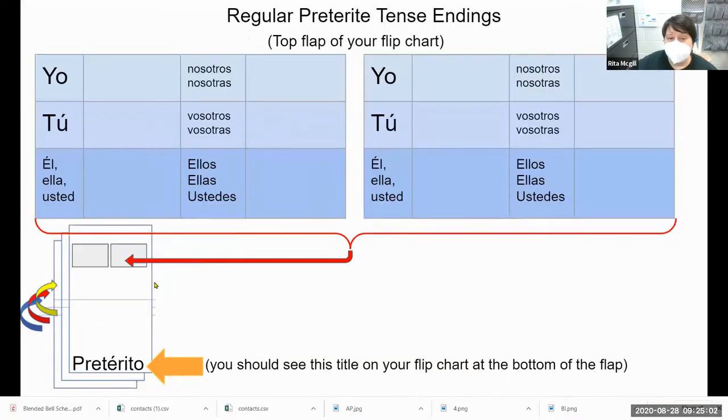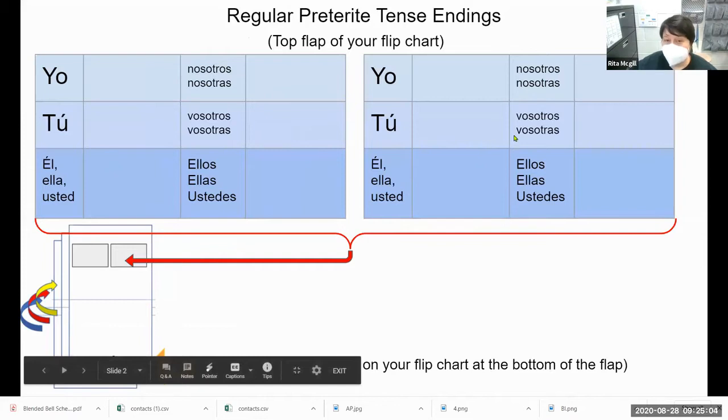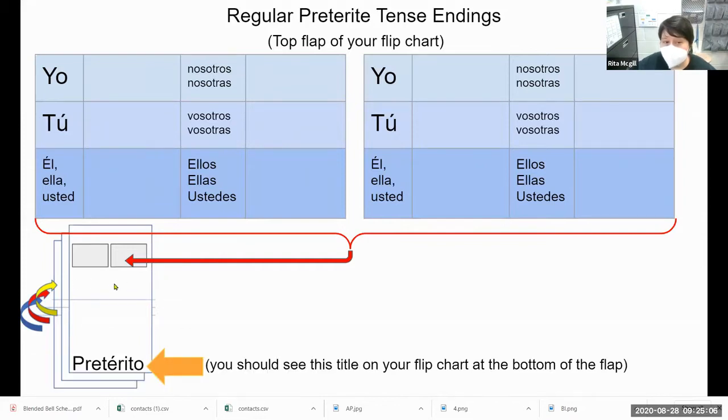Okay, so in the first flap, right up top, we drew two boxes for the regular preterite tense endings, right? And we filled in an AR verb, and for your homework, you were supposed to be able to hold it up and show me that you have an ER and an IR verb. Who can do that? Or an ER or IR. I shouldn't say both because they're the same.